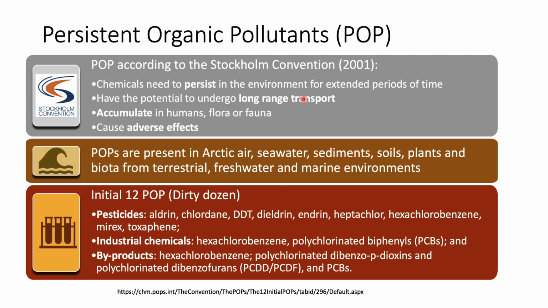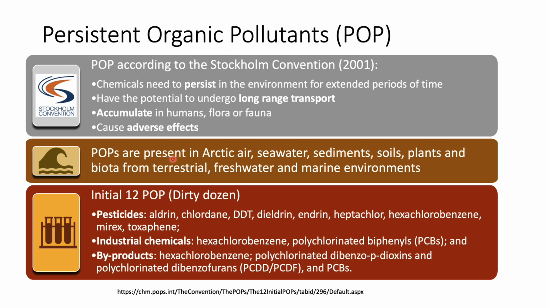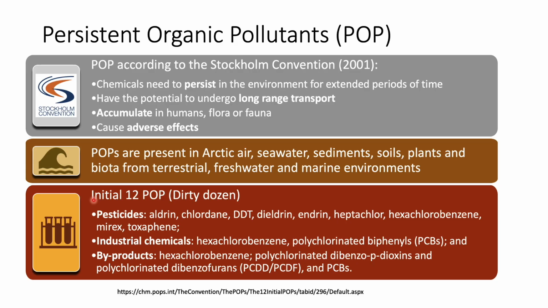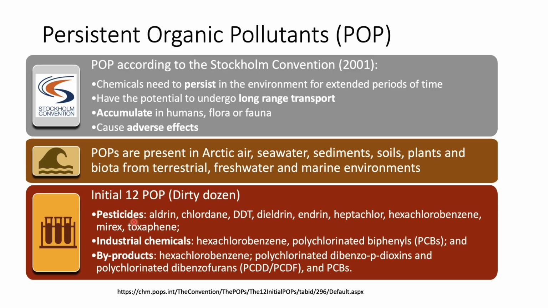So that is the reason long range transport is the main thing, which is also falling under the category of persistent organic pollutants. So these POPs are present in Arctic air, seawater, sediment, soil, plants and biota from terrestrial, freshwater and marine environment. So the Arctic is filled with lots of these kinds of pollutants. The initial 12 POPs, the dirty dozen, is the term which is given to these kinds of compounds. So what are they?